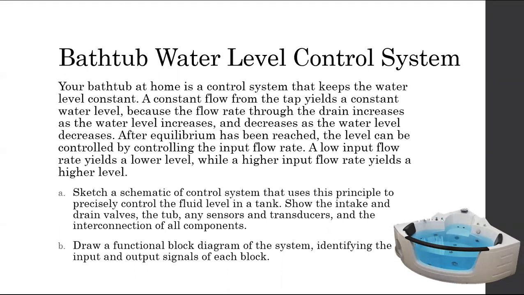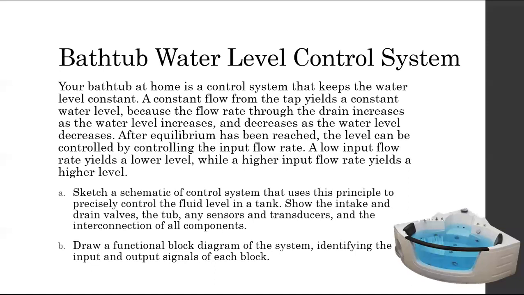Your bathtub at home is a control system that keeps the water level constant. A constant flow from the top yields a constant water level, because the flow rate through the drain increases as the water level increases and decreases as the water level decreases. After equilibrium has been reached, the level can be controlled by controlling the input flow rate. A low input flow rate yields a lower level, while a higher input flow rate yields a higher level.